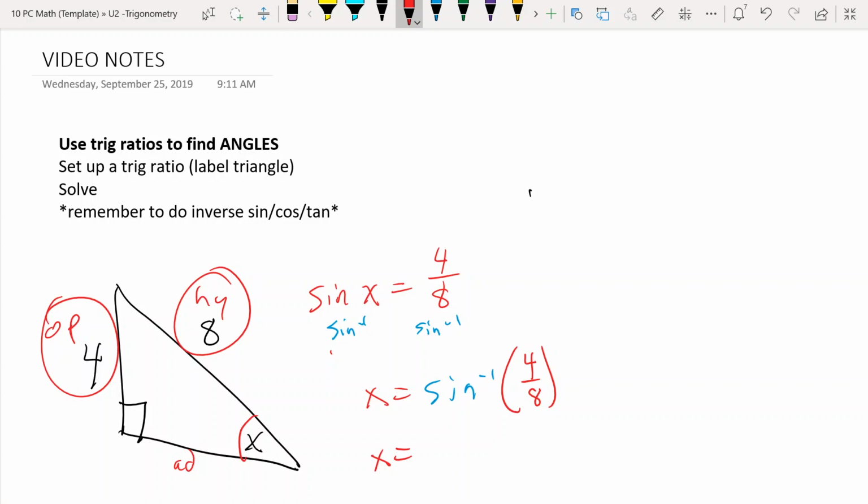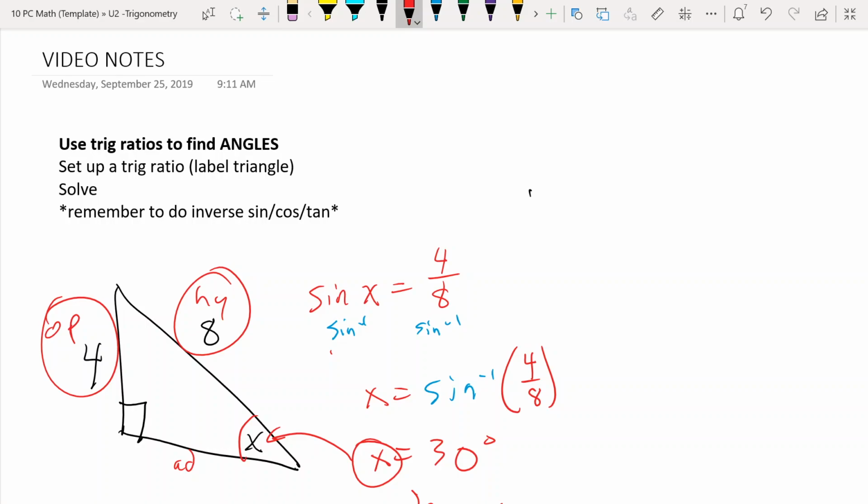When I put it in mine, make sure you do the brackets, I got 30. Okay, and remember, this is where a lot of students forget, x that we're finding is an angle, so we're going to have to put degrees for our units. A lot of students forget this. I think it might help to, at the start of your question, just write degrees at the bottom so you remember to do it.